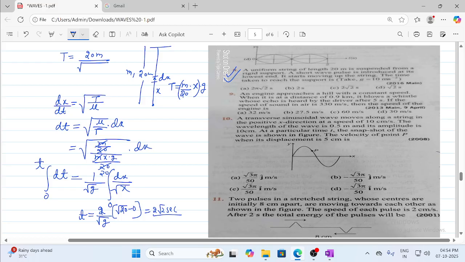Try it quickly. We will solve till 11th. Anyhow, we have to solve up to 11th in this class. Okay. Try to draw the diagram. You will try.